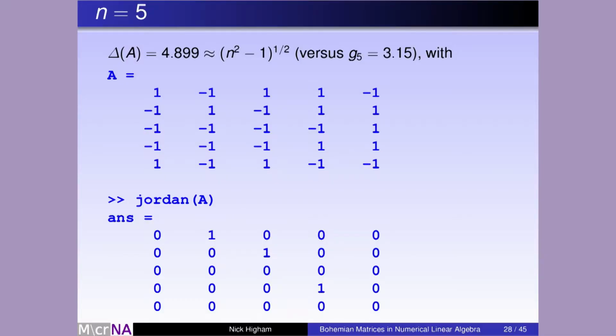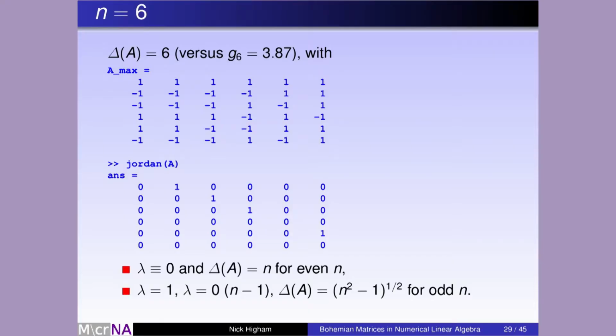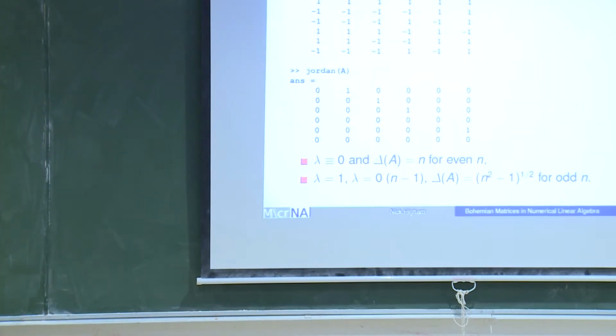Try n = 5. Again, we get something bigger than what my guess gave me. Interestingly, no zeros in this matrix. But again, what are the eigenvalues? We've got a single 1 and then 4 zeros. And for n = 6, we get all 0 eigenvalues and quite a big Jordan block again. So the observation I can make from this, and I think I went to 7 and 8 as well, is that for even n, we seem to get all 0 eigenvalues and the departure equals n, whereas for odd n, we seem to get a single 1 as an eigenvalue and root of n squared minus 1 as the departure from normality.